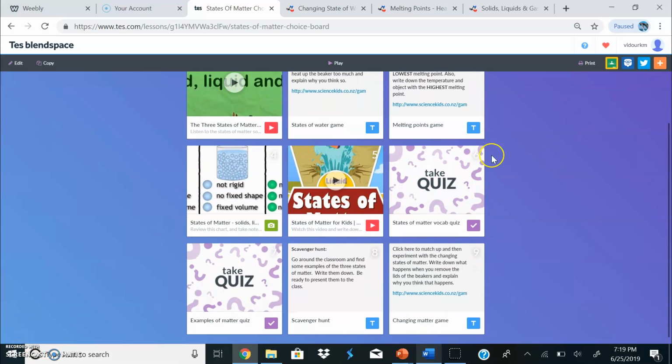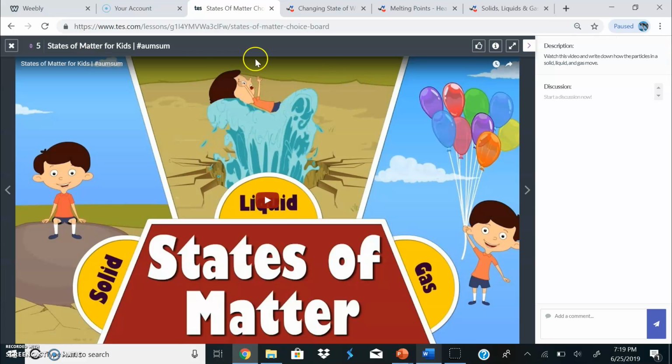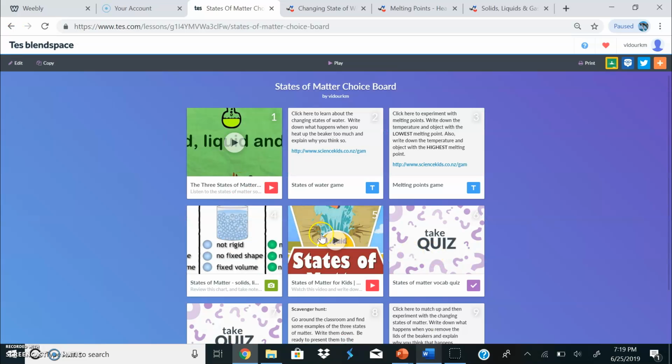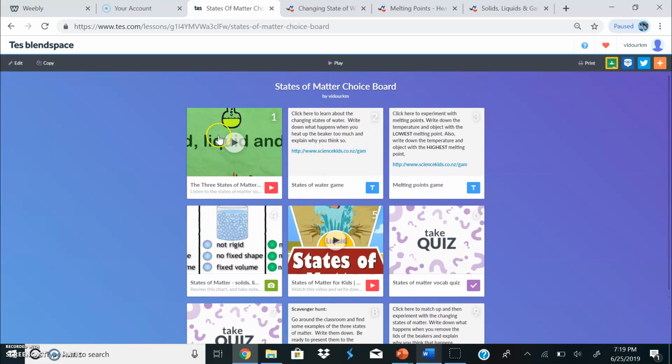The first thing that they're required to do is view this video in the middle, and it just kind of tells them about the states of matter. And then after viewing that, they can do any of the activities, but they're required to pick two more, so they can either go across or diagonal.